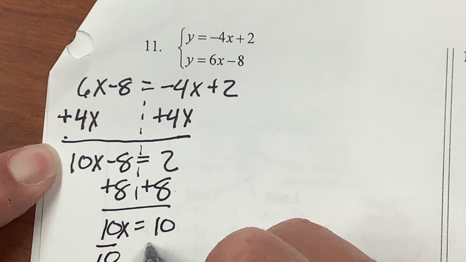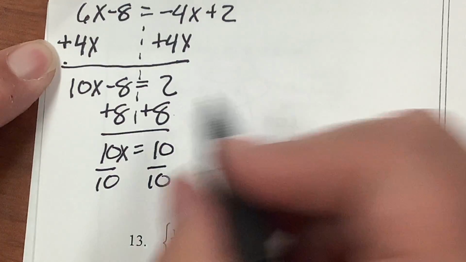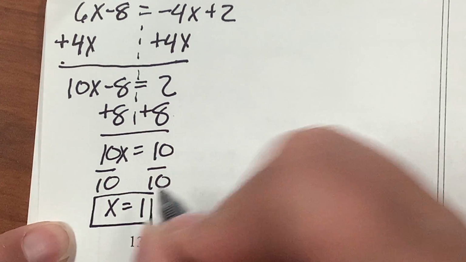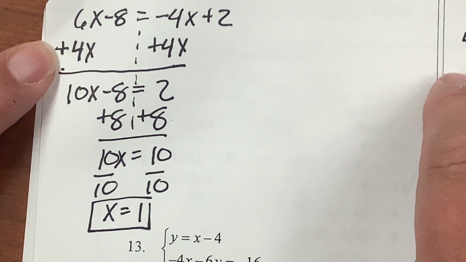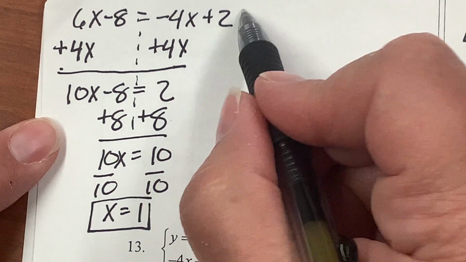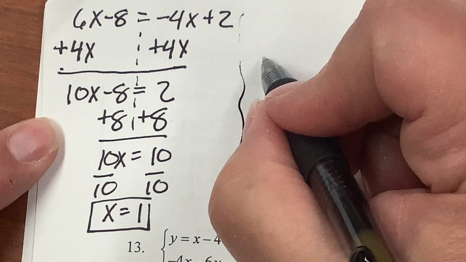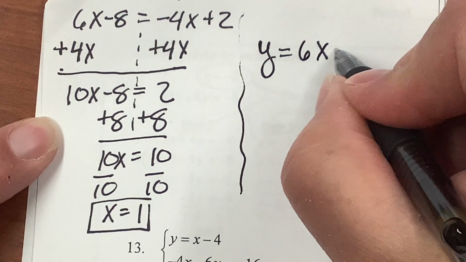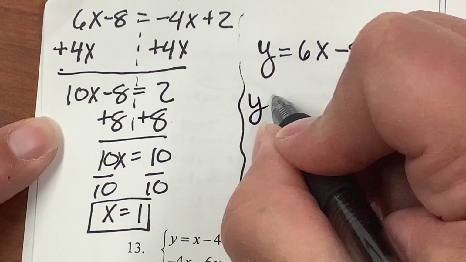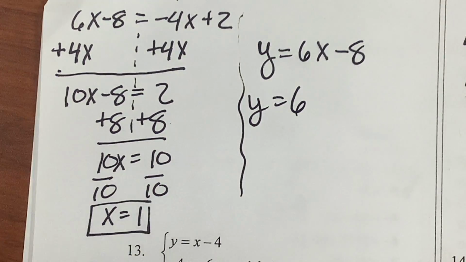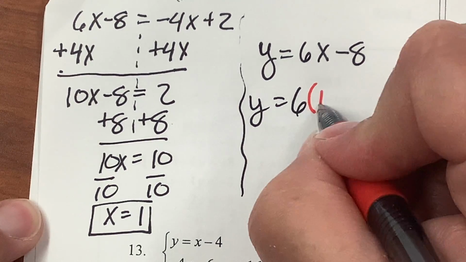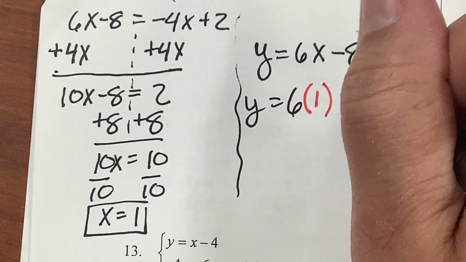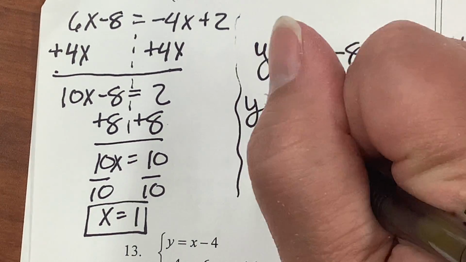Divide by 10, divide by 10. Boom, x is 1. Well, that's nice and easy. I like that. So now I'm going to come back, and I'm going to take the easier of the two equations, which is the one that has positive 6x in it. Because for me, positive numbers are easier. Positive 6x minus 8. Y equals 6. And because I'm substituting, I'm putting that 1 in parentheses. 6 minus 8. Y equals negative 2.